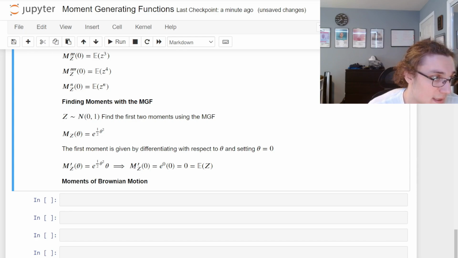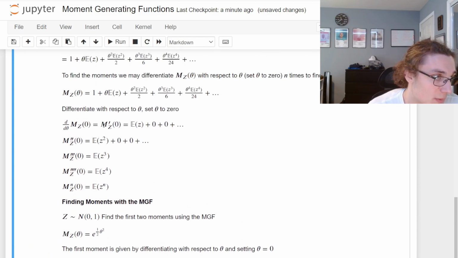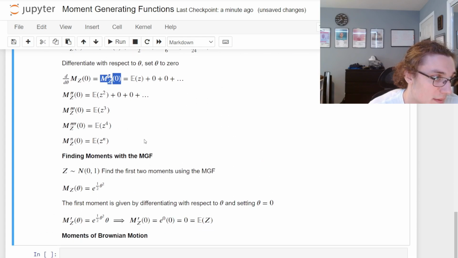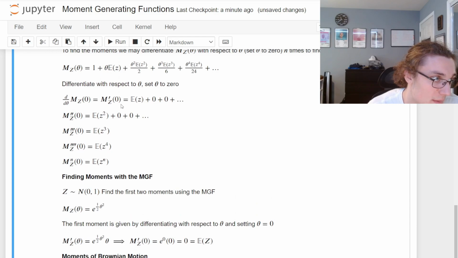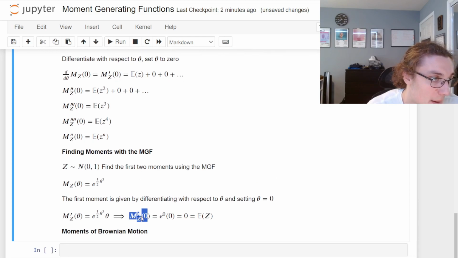So why is this the case? Well, that's exactly what we derived here, right? We have M prime z of theta, and we have M prime z of theta where theta is 0 in both of these guys here. We solved for this quantity by plugging in 0 for theta into the first derivative with respect to theta of our moment generating function for z, which we derived earlier, and that gave us 0.